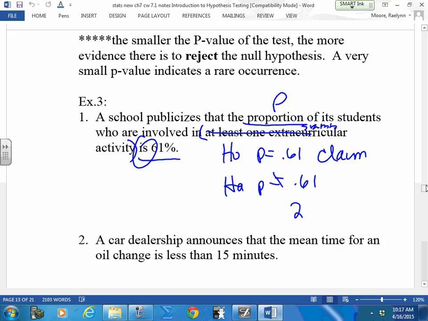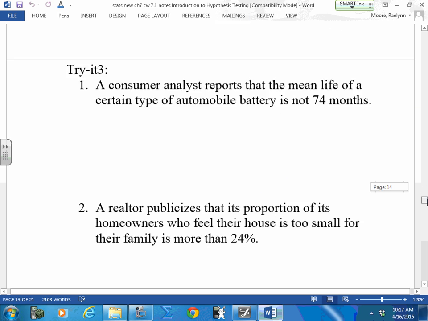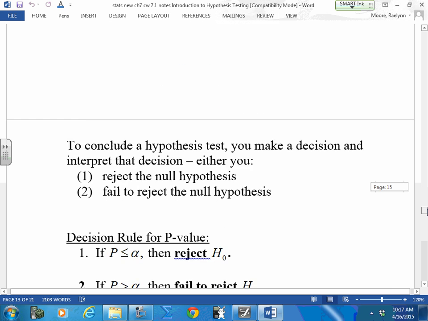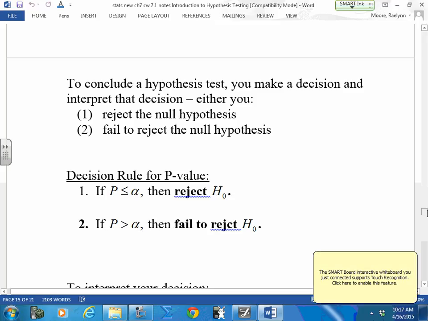So now we're going to get to the test part. Here is the most critical part of this whole thing, is this little box right here. We'll get into the box as well. To conclude a hypothesis test, you need to make a decision, and you need to interpret your decision. There is no gray area in interpreting this decision. It's either black or it's white. It's either reject or fail to reject. There is no in between.